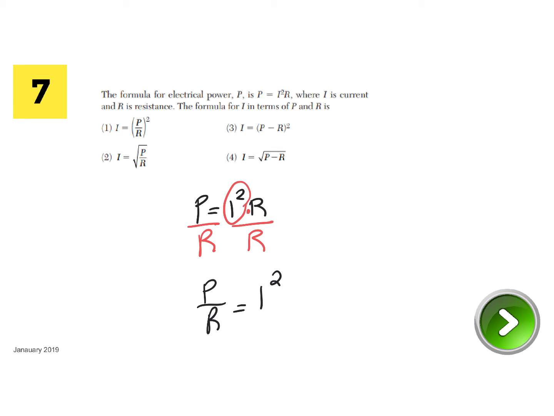If you're in the business of crossing things off right now, you can say immediately it's not going to be choice 3 or 4. And now you just want to remember that the opposite of anything squared is the square root. So now you're going to take the square root of both sides. This will cancel out, and that's going to leave you with I equals the square root of P over R. So our choice is 2.